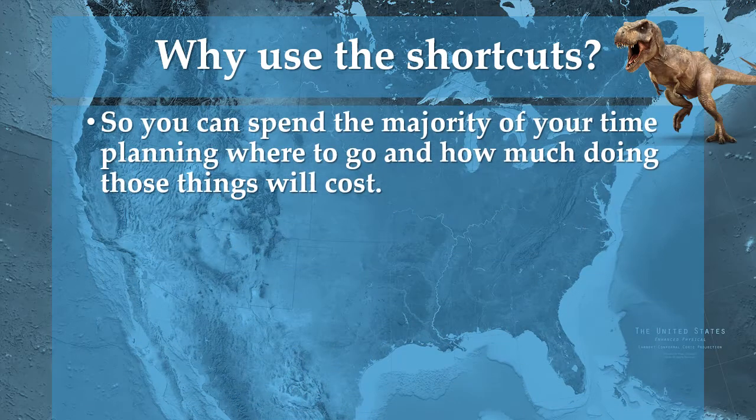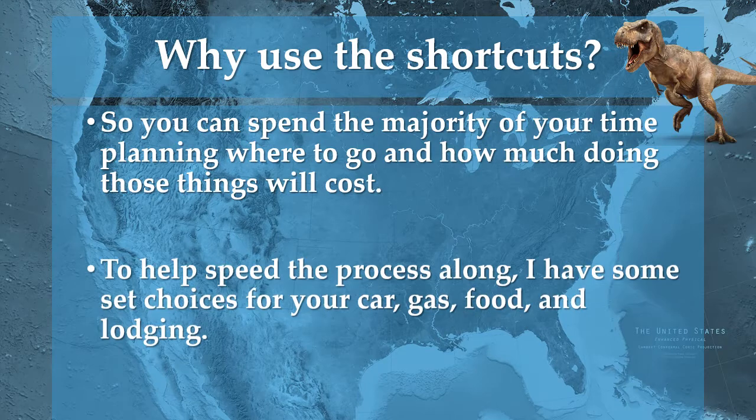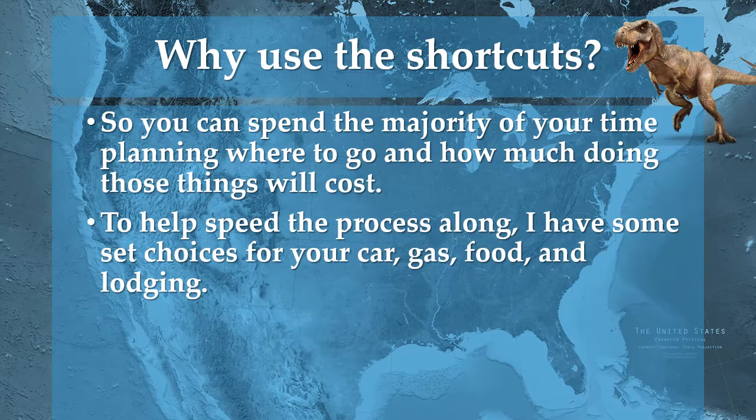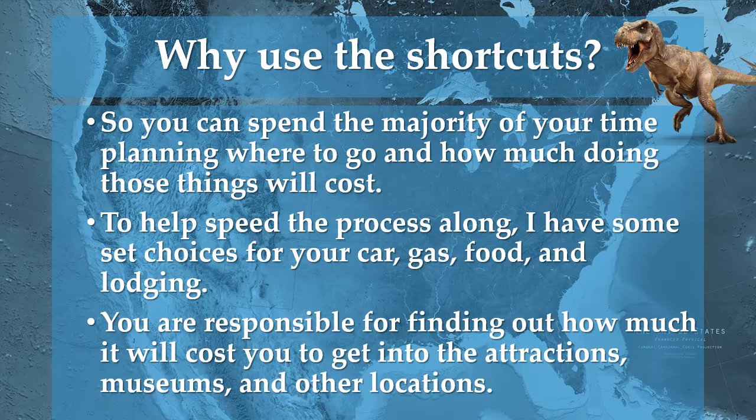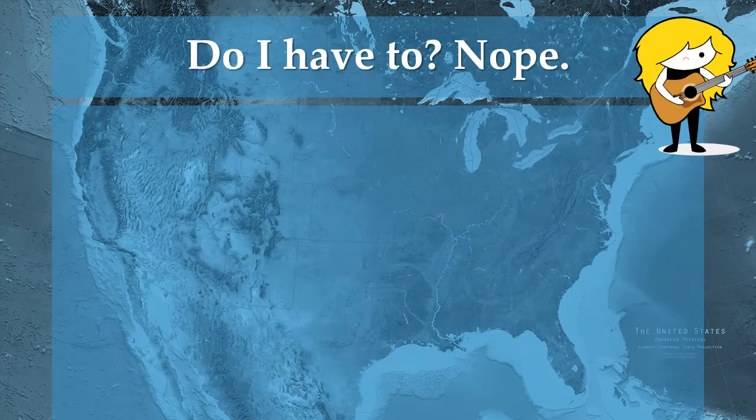All right, why should you use my shortcuts? So you can spend the majority of your time planning where to go and how much doing those things will cost you. This helps speed the process along. I've set some choices for your car, gas, food, and lodging. You're responsible for finding how much it will cost you to get into attractions, museums, and other locations.